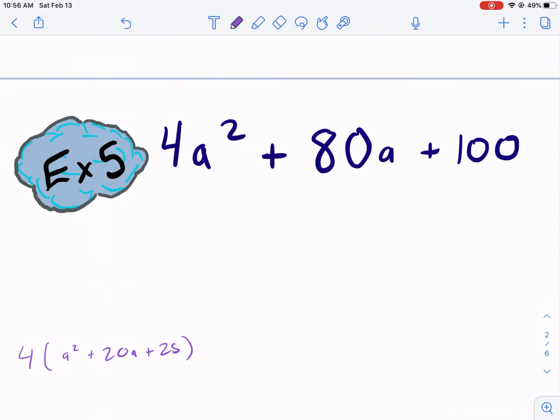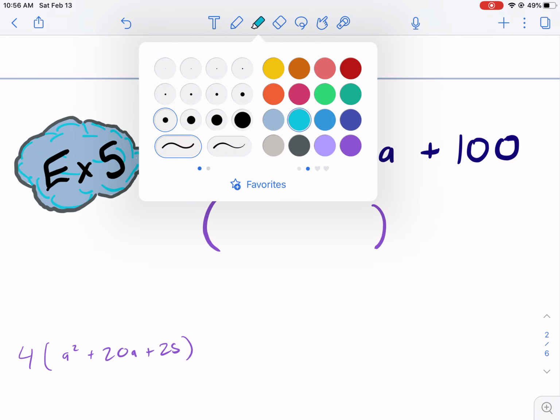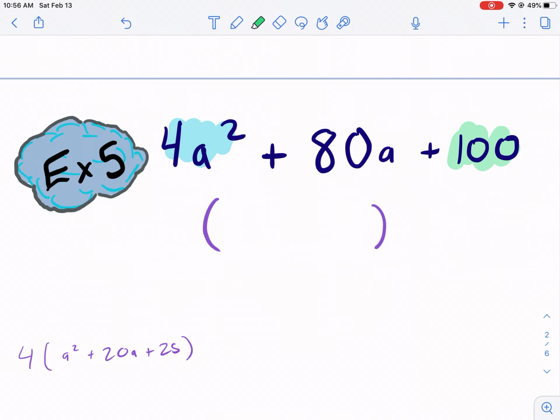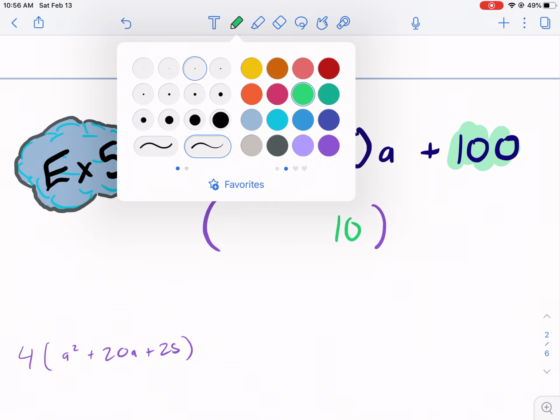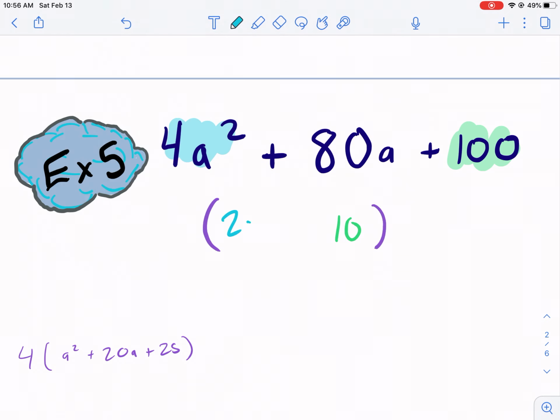I'm going to show you how we would do it normally. Okay, so then how we would do it normally is we recognize, okay, is 4a squared a perfect square? Yes. Is 100 a perfect square? Yes. What's the square root of 100? The square root of 100 is 10. What's the square root of 4a squared? It's 2a. If I multiply 2a times 10, I get 20a, right? 2a times 10 is 20a.